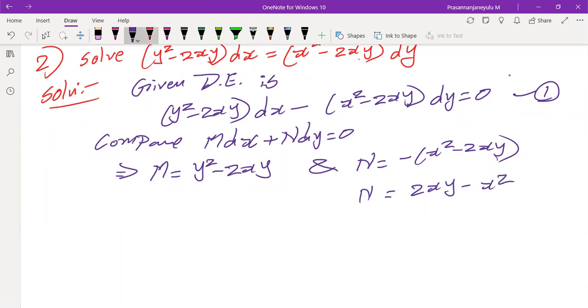We have to do partial differentiation of M with respect to which variable? Dou M by dou x or dou y. How to remember? M is the coefficient of dx. Check here. M is the coefficient of dx. So partially differentiate with the opposite variable: dou M by dou y. In the same manner, dou N by dou x. If you remember these 2 points, then you can finish your problem easily.